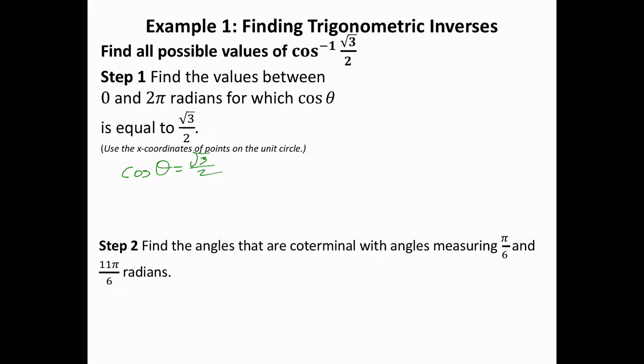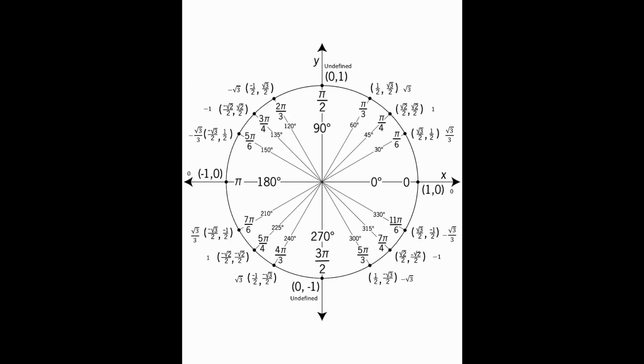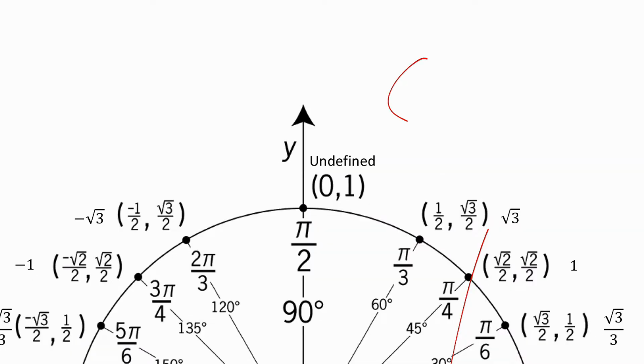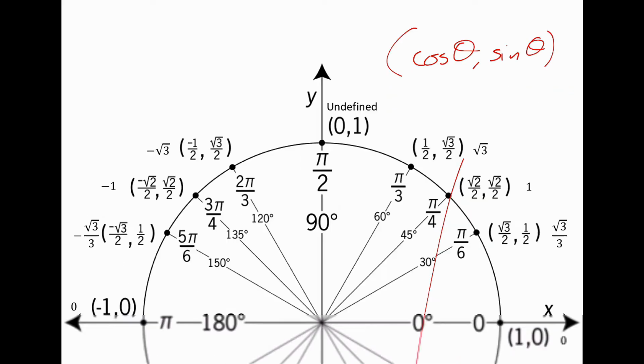All right, so now we've got to look at our unit circle. If you don't have it memorized, perfectly fine. Let's take a look at it. So we're looking for where the cosine... Remember, on our unit circle, the cosine is the x-coordinate. The sine is the y-coordinate. We'll talk about tangent in a little bit as well.